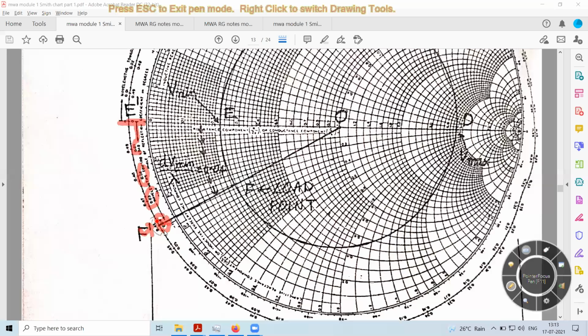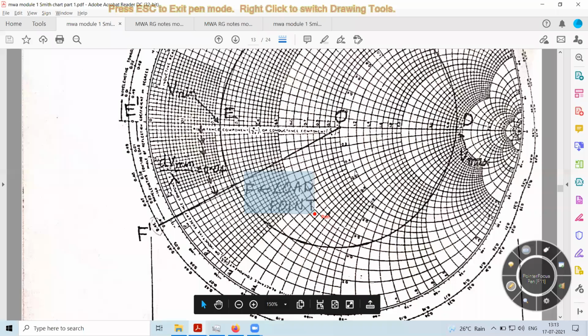But I don't know what the value is. This point which you are marking is specified as F dash in this case. Join this point and the center of the Smith chart, which is the center of the VSWR circle. This line OF dash intersects the VSWR circle at point F, which is noted over here. This point is the point associated with the load.